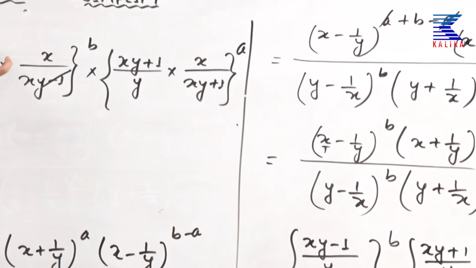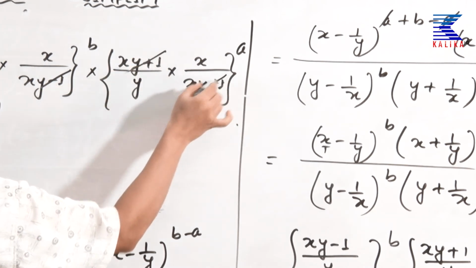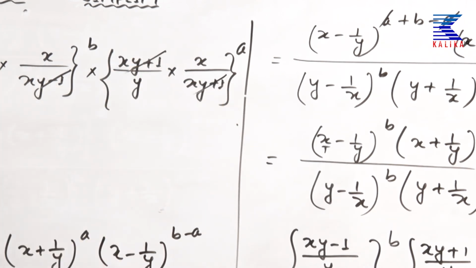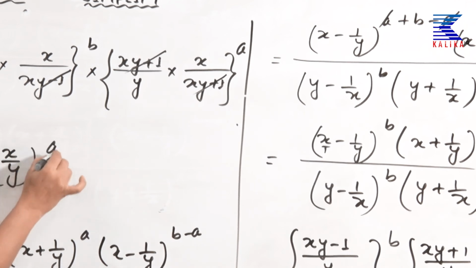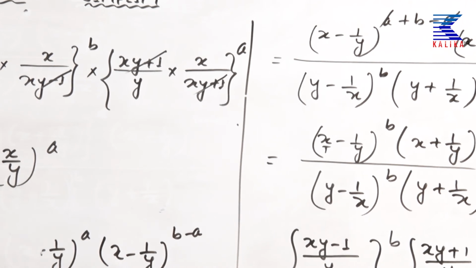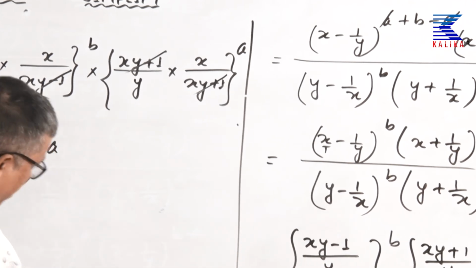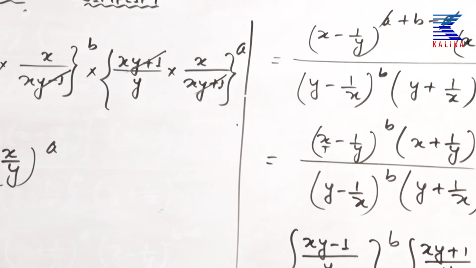xy minus 1, xy minus 1, xy plus 1, xy plus 1 cancel each other. Then here (x/y)^b into (x/y)^a. Okay? Bases are the same here. When bases are same, then powers will be added. (x/y)^(b plus a), that is (x/y)^(a plus b). This is the answer to this question.